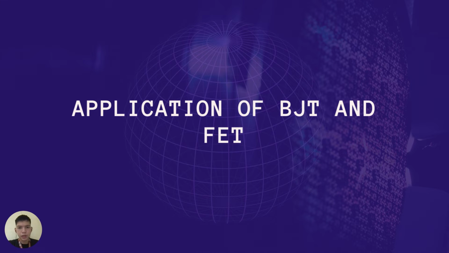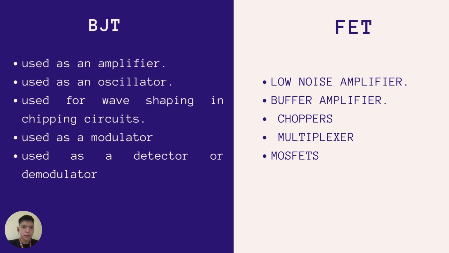So we have the applications of BJT and FET. The BJT is used as an amplifier. It is used as an oscillator and also used for wave shaping in clipping circuits. It is also used as a modulator and as a detector or demodulator. While for the FET, the applications are a low noise amplifier, a buffer amplifier, choppers, multiplexer, or MOSFET. So these are the applications of the BJT and FET.